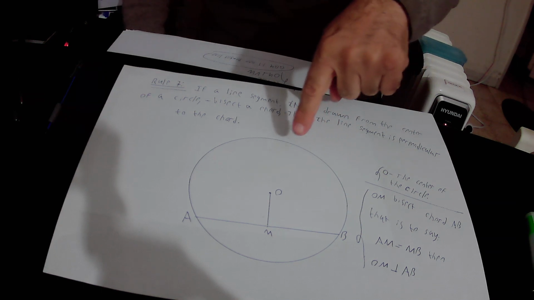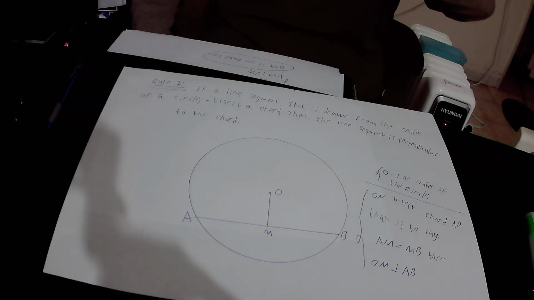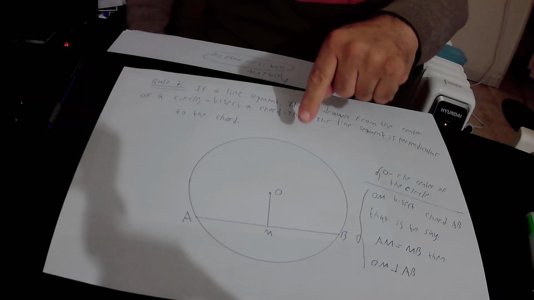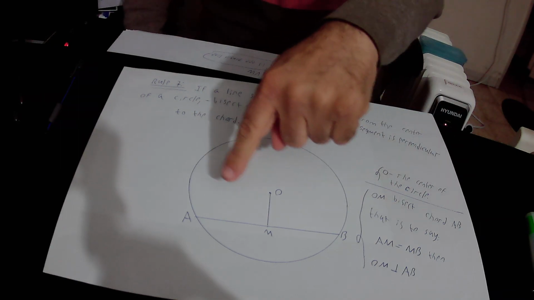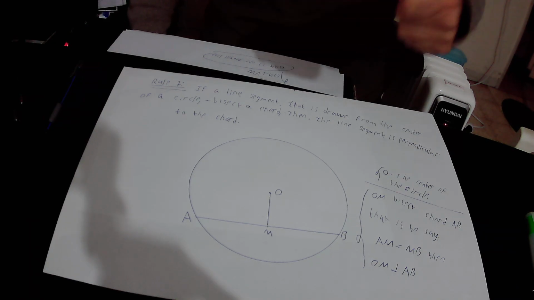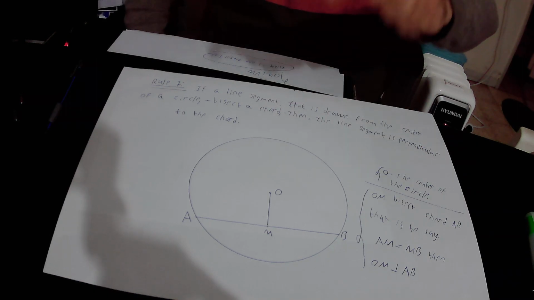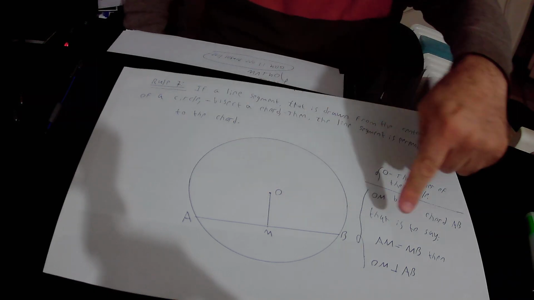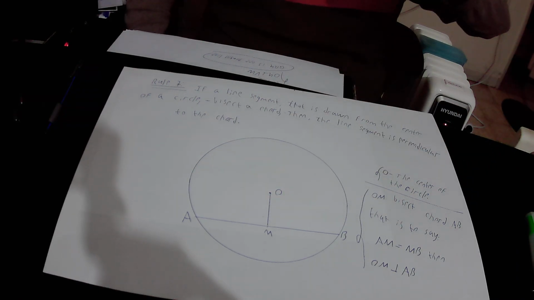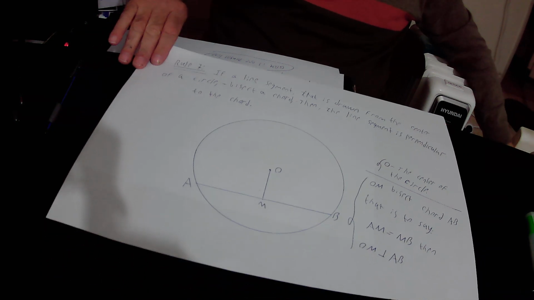The center of the circle is at point O. We have chord AB. The line segment from the center of the circle, that is to say line segment OM, bisects chord AB. That is to say AM equals MB. And therefore, whenever you have a line segment from the center of the circle that bisects the chord, then the line segment must also be perpendicular to the chord. That is to say OM is perpendicular to AB. We can implement rule number 7 in our drawing.